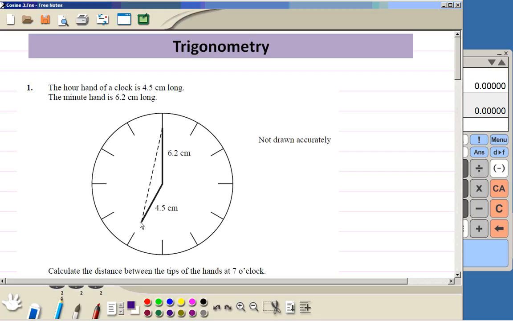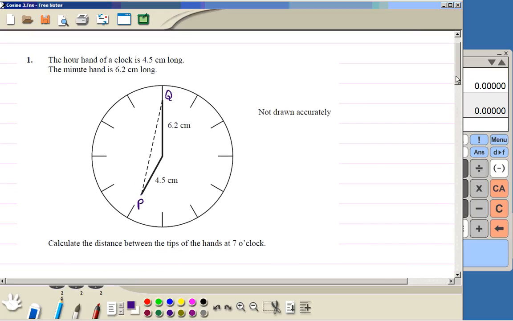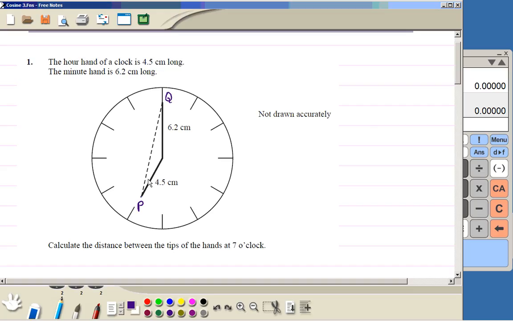So example 1. If you call this point here P and this is Q, we have to find the length of PQ. Now we can call this length A, then opposite to this length, the angle here is going to be called capital A. Then how big is this angle?